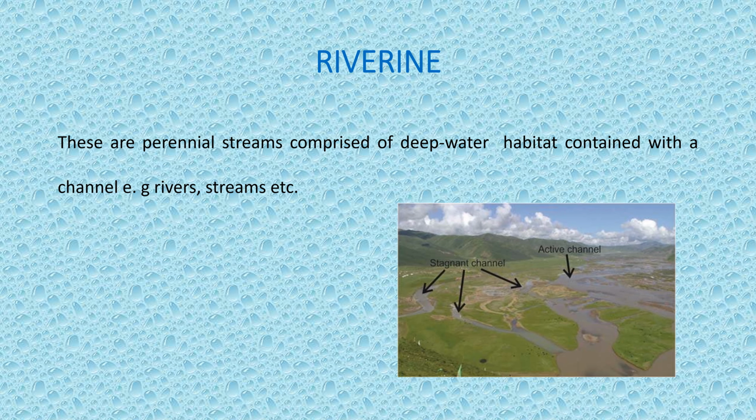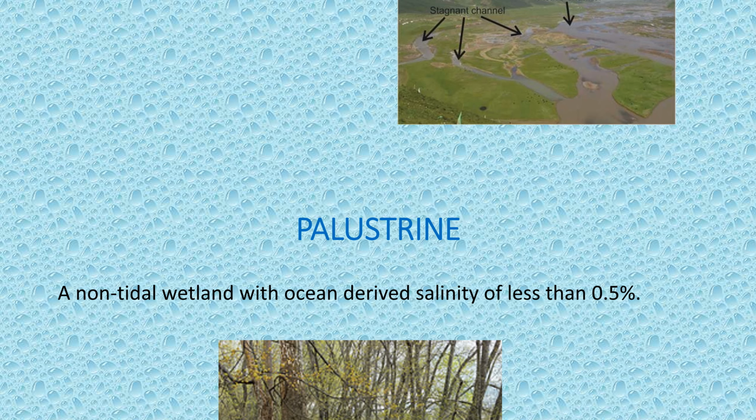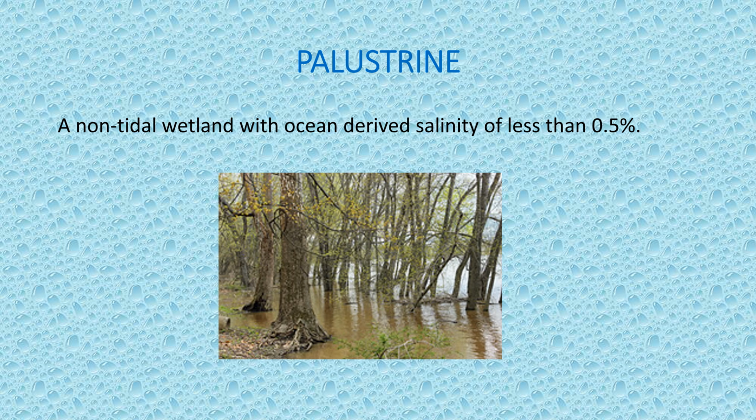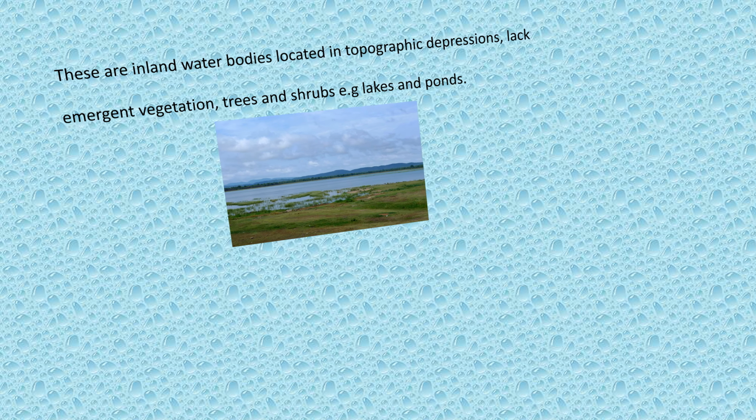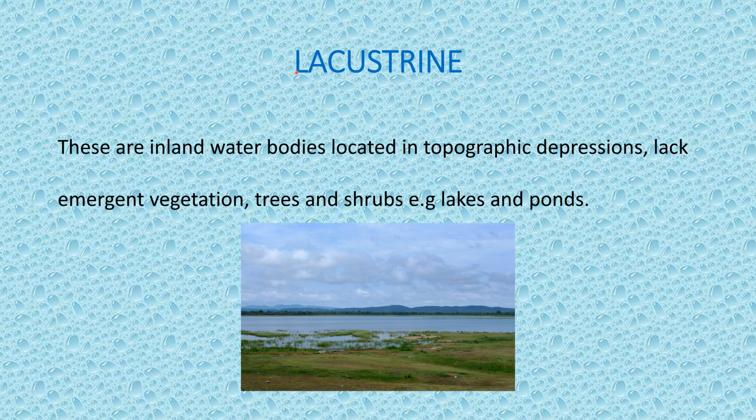Riverine wetlands are perennial streams comprised of deep water habitat contained within a channel. For example, the rivers and the streams, active channels, and the stagnant channel. Palustrine wetlands are non-tidal wetlands with ocean-derived salinity of less than 5%. Lacustrine wetlands are inland water bodies located in topographic depressions. They lack emergent vegetations, trees, and shrubs. For example, the lakes and ponds.